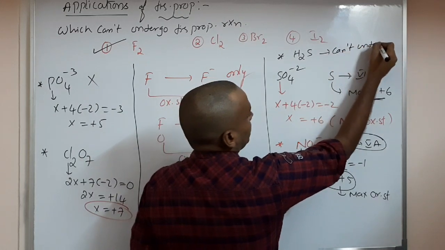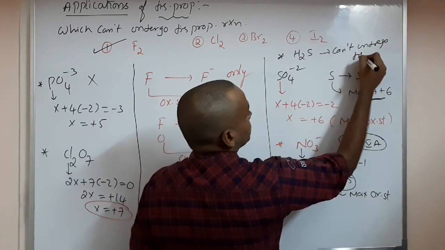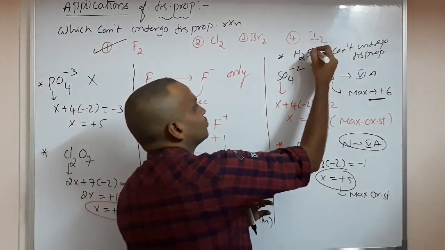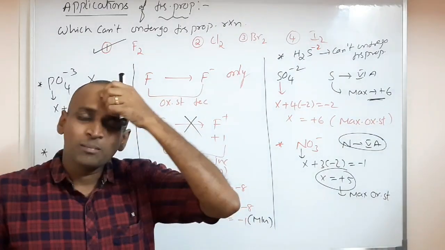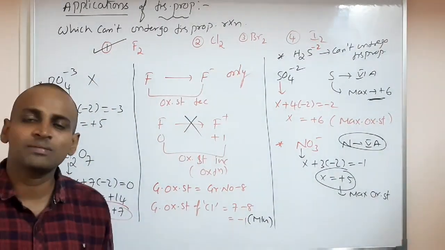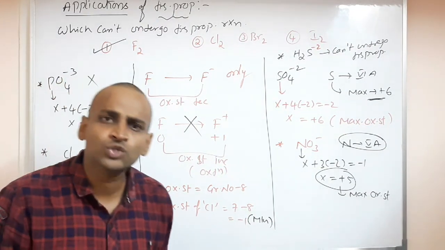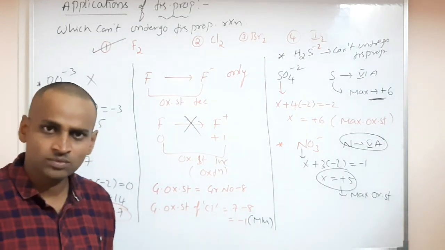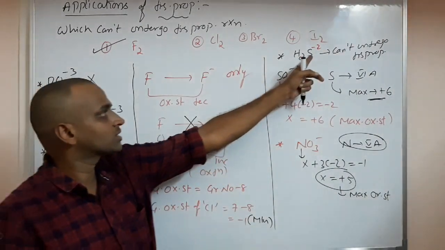H2S cannot undergo disproportionation. Why? Sulfur is minus 2. Minus 2 is the minimum oxidation state. How did we say it? Group number minus 8 is the minimum oxidation state. Sulfur is in which group? 6th. 6 minus 8 is minus 2. So already it's minus 2.